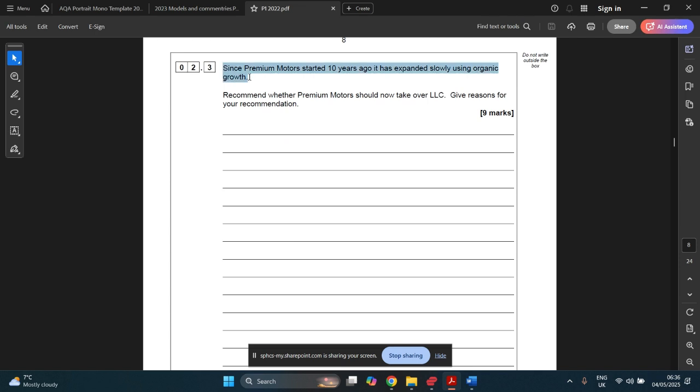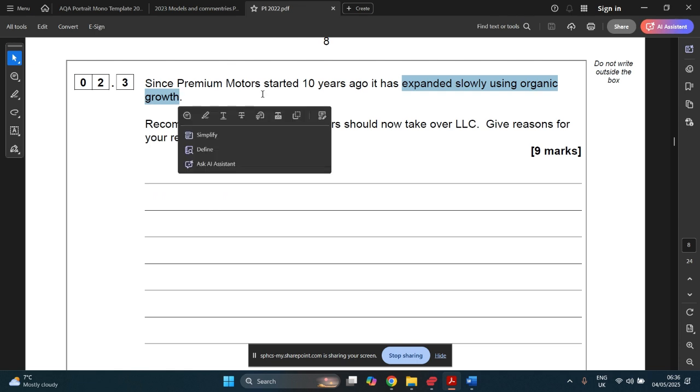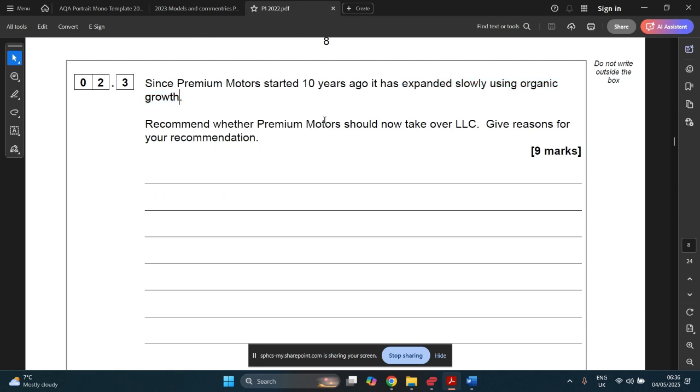The stem is this little sentence here. It gives you some important information which the examiner said you can use in your conclusion, basically. So this one says since premium motorcycle 10 years ago, it's expanded slowly using organic growth. And you've got to think to yourself, well, what's the examiner trying to tell me here? In my view, it's saying they've expanded, that's the key bit of information that I'm going to want to draw on in my conclusion. And the question is whether they should now take over LLC, give reasons for your recommendation.